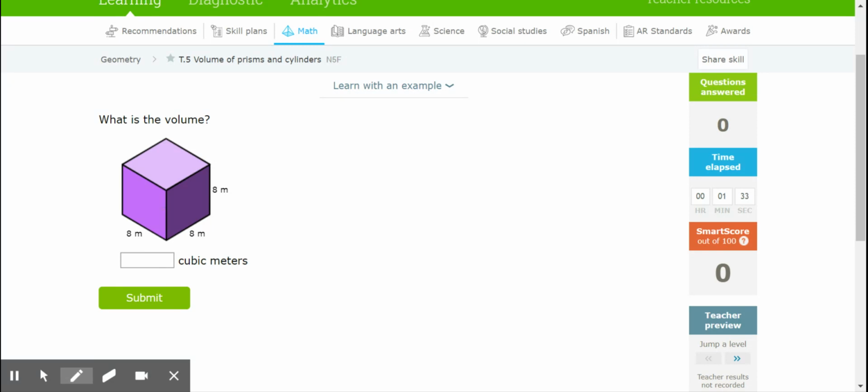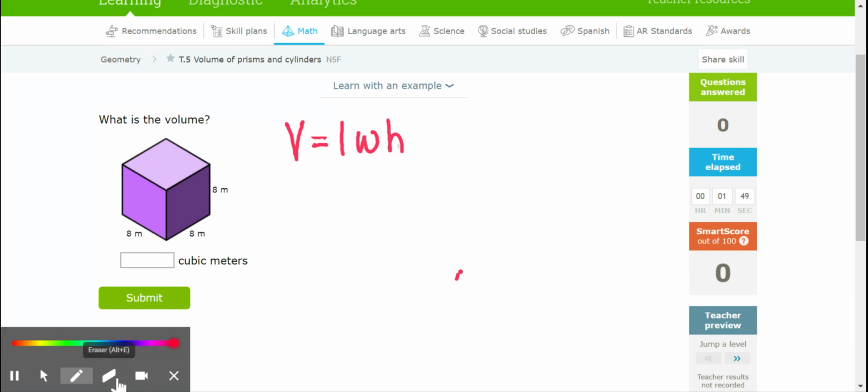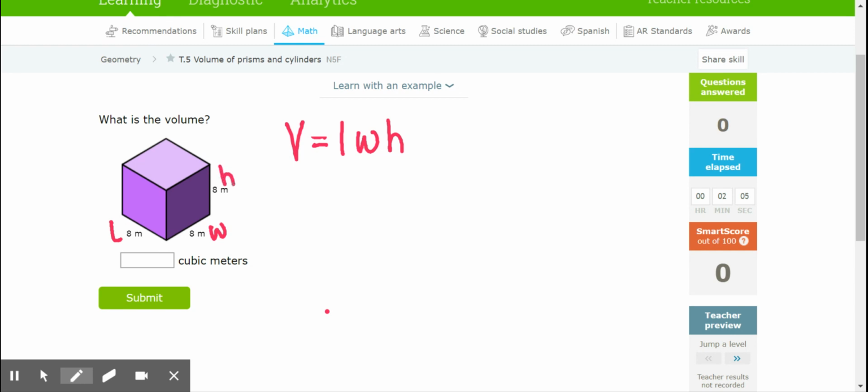So if I want to find the volume of this rectangular prism, I'm going to use the formula for volume of a rectangular prism. The formula is volume equals length times width times height. Like I said earlier, it does not matter which one of these you say is which, because they're all the same number, and even if they weren't all the same number, it wouldn't matter. So I'm going to say that this is length, this is width, and this is height.